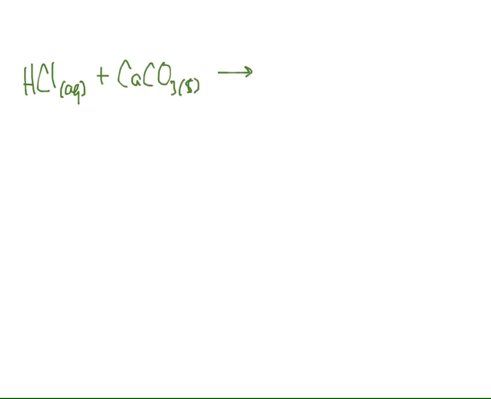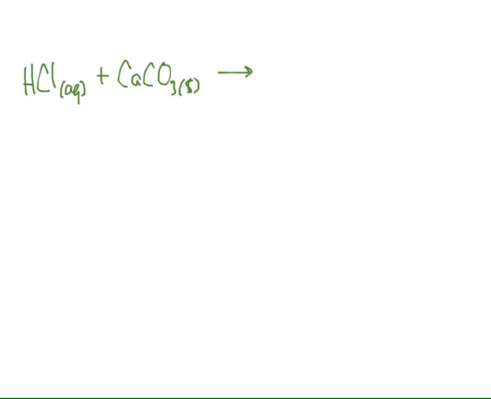Okay, now I'm going to have a double replacement reaction, so we could predict what's going to happen. I've got hydrogen with chloride and calcium with carbonate. So I'm going to swap and put the hydrogen with the carbonate and the calcium with the chloride, right? That makes sense? The same as any other reaction we've done before. So hydrogen with carbonate, what would that make?